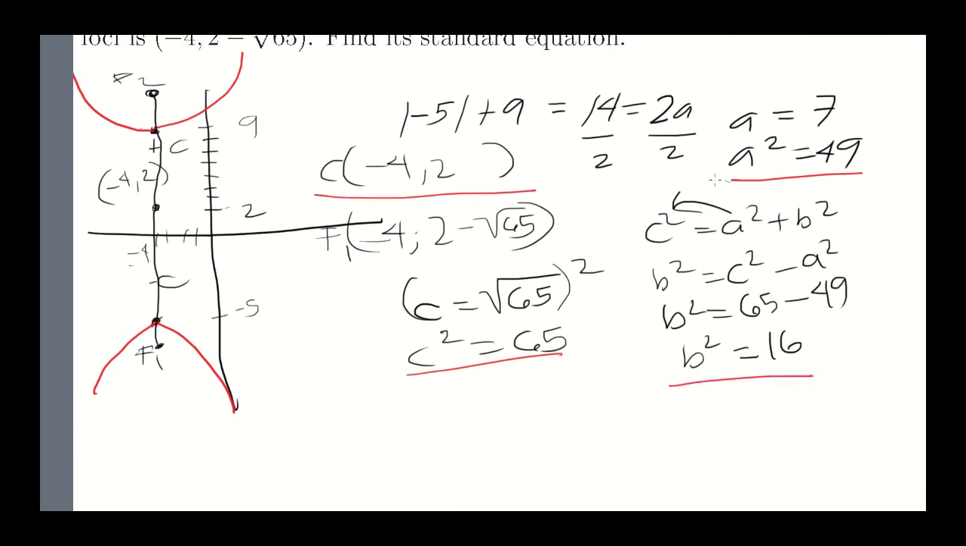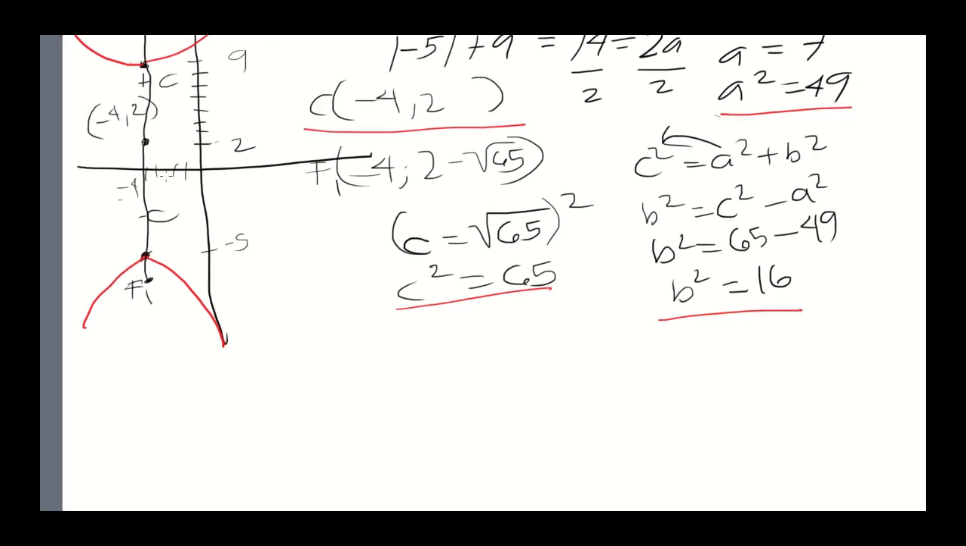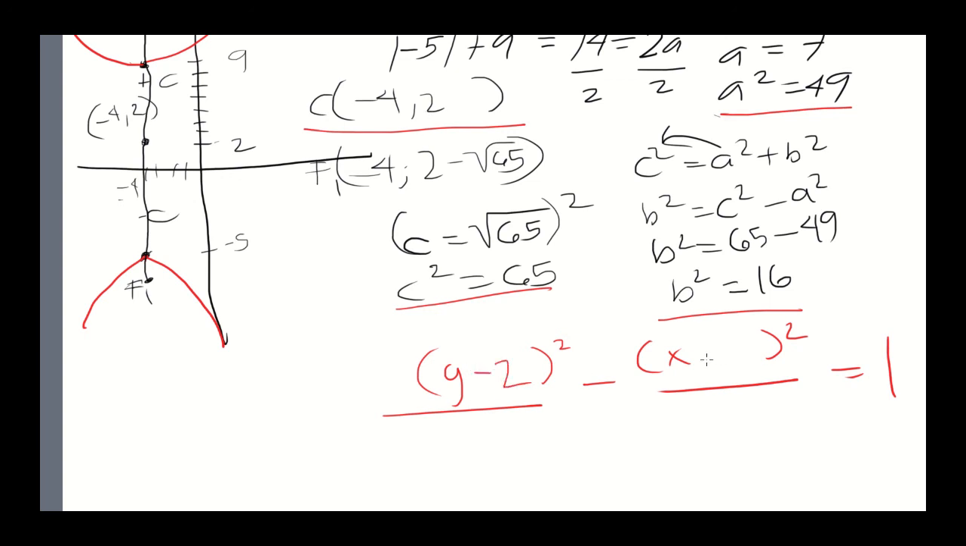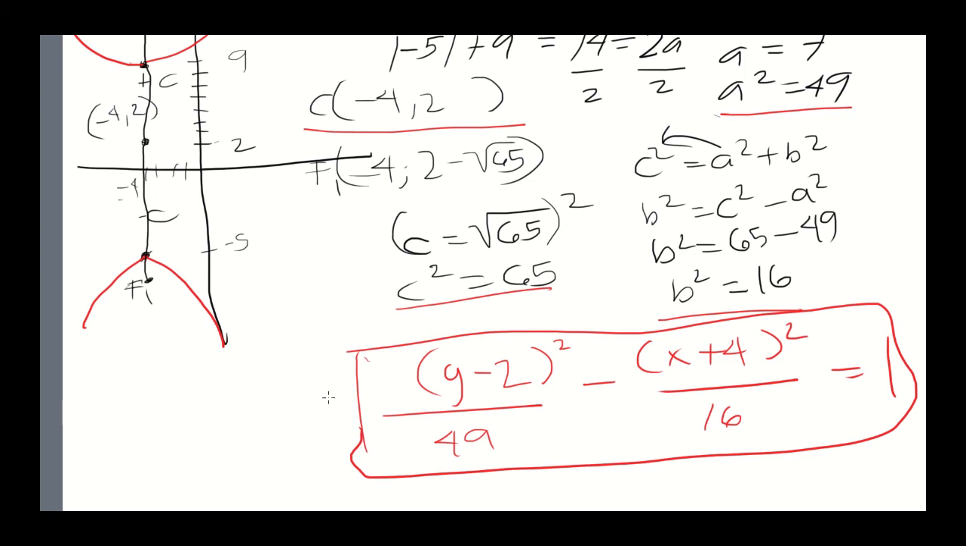Okay, so now we have the center, the A square, the B square. Now we get the standard equation. So we all know that it is in the y major axis, so we put y first. Okay, y square minus x square over, and equals 1. Don't forget the 1. Then y is 2, so we transpose it, it will be negative 2. And x is negative 4, so it will be plus 4. Then what is A square? A square is 49, so we put here 49. The B square is 16. So this is the final, this is the standard equation.